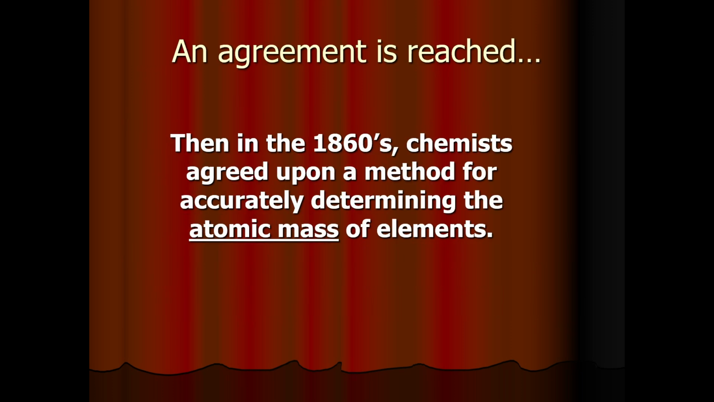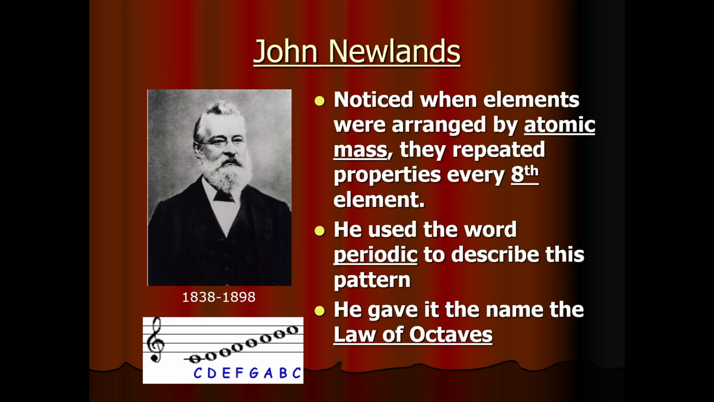During this period, in the 1860s, chemists agreed upon a method for accurately determining the atomic mass of elements, which laid the foundation for future development of the periodic table. In 1865, the scientist John Newlands noticed that when elements were arranged by atomic mass, they repeated properties every 8th element. He used the word periodic to describe this pattern, and he gave it the name the law of octaves.